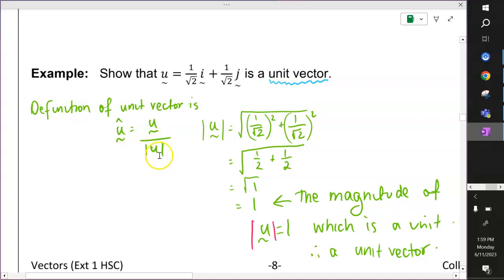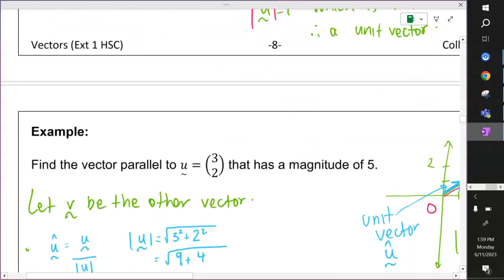So the magnitude of my vector u over here is the square root of 1 over root 2 squared plus 1 over root 2 squared. When we square each of those, we get a half. Adding the half and taking a square root, we get 1. So that is saying that the magnitude of my vector is equal to 1. If the magnitude of my vector is equal to 1, then it is a unit vector by definition. So that one's done. That one's fairly easy.